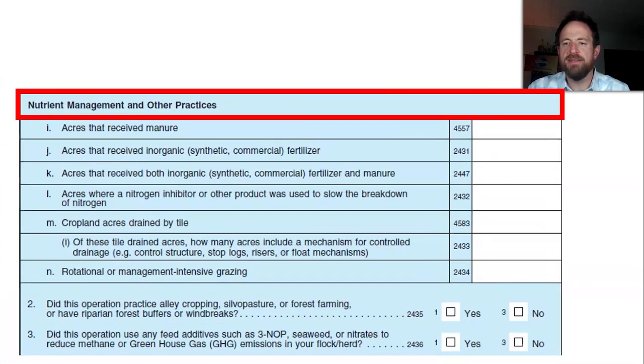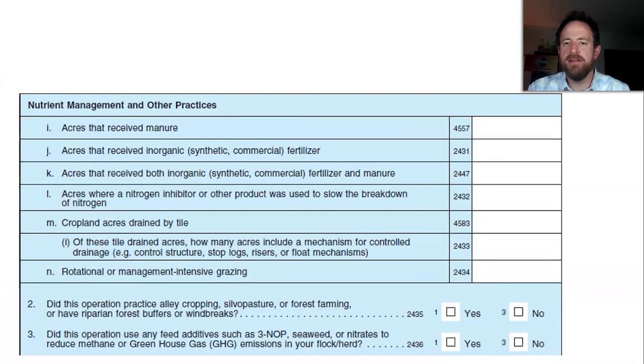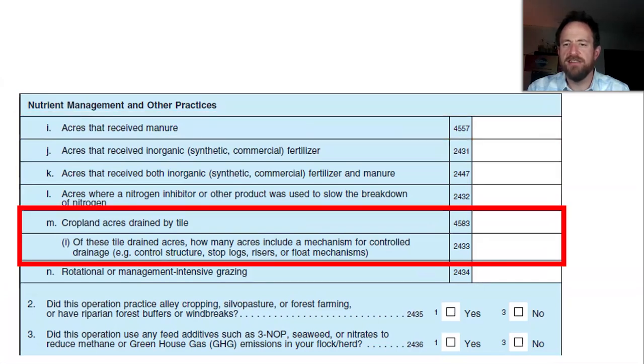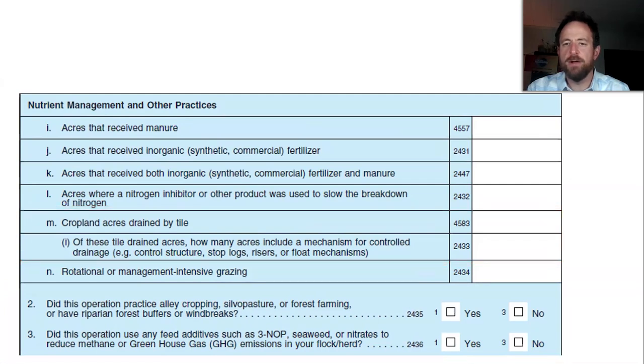Regarding nutrient management and other practices, the operator or respondent would record the number of acres that receive manure, other types of fertilizer applied, or controlled drainage. There's a quick example on the next slides.